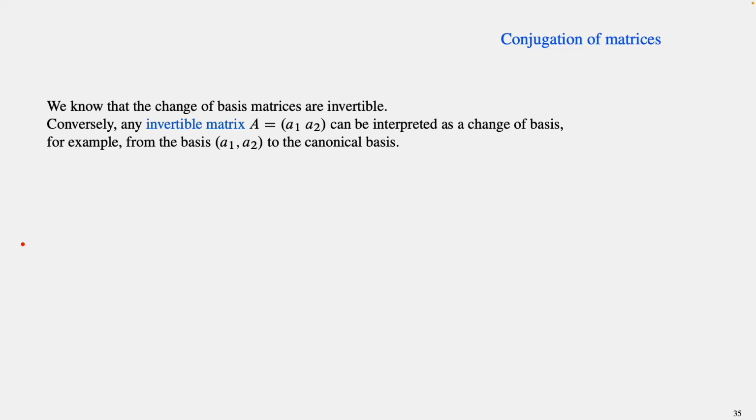Now, one last piece of ideas and vocabulary to conclude this chapter, because it's important for any future endeavors in mathematics you might take. So we know that change of basis matrices are invertible, but conversely we can take any invertible matrix A with columns A1, A2, say, and interpret this as a change of basis. For example, this can be the change of basis from the basis with vectors A1, A2 to the canonical basis.